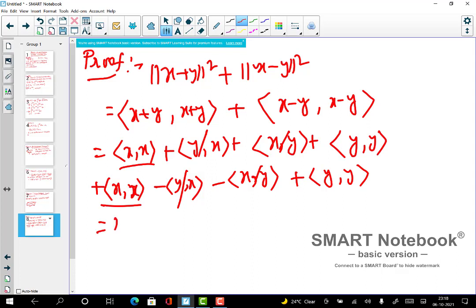This is nothing but 2 times norm of x square plus 2 times norm of y square, right? So this parallelogram law is also true, which you can easily find out from the idea of inner product. Okay. So there are many such equation ideas or identities too. Maybe we'll discuss some of those later.